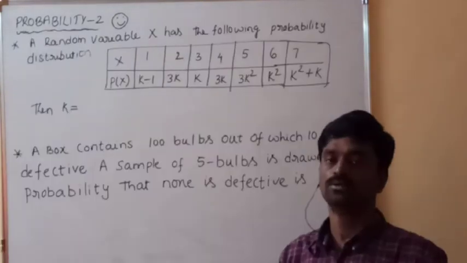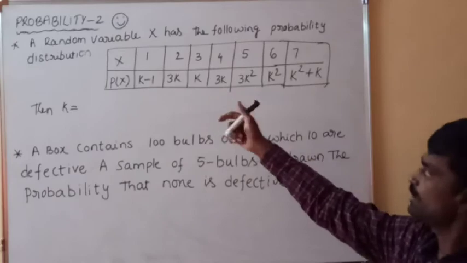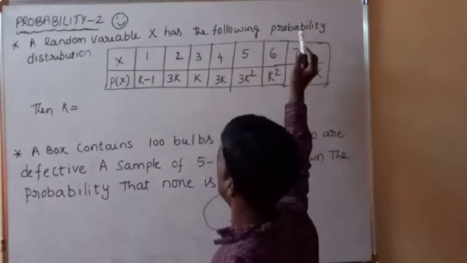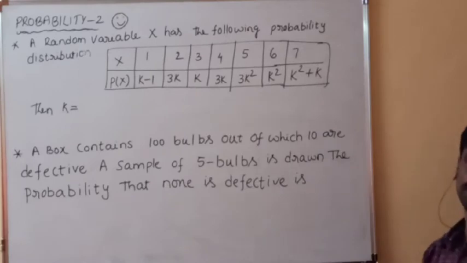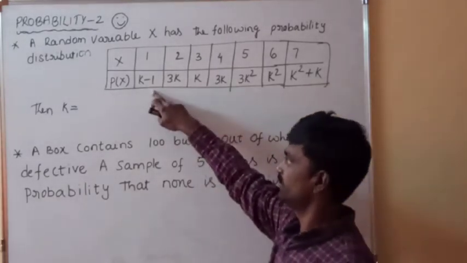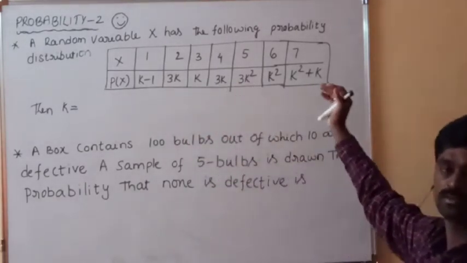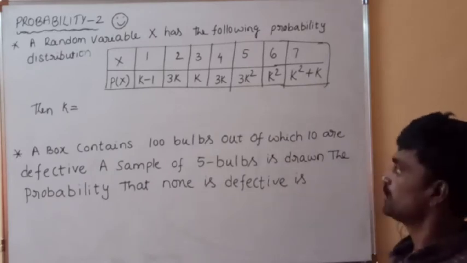Okay. So look at the next two problems. A random variable capital X has the following probability distribution. Then what is the k value? Here x takes which values? 1, 2, 3, 4, 5, 6, 7. And below, whatever they have given, k minus 1, 3k, k and so on, are the respective probabilities. And we have to find the k value.